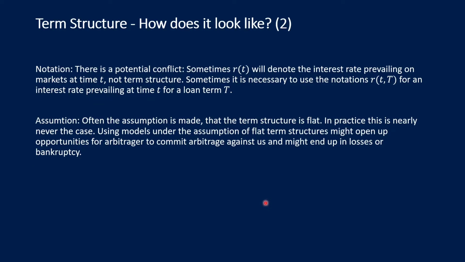Of course, there's something in our notation we have to keep in mind, because it can be the case that we have something like future rates. For example, if we want to borrow money in 1 year for another 3 years. And we need some notation for that. So we can use the notation r_t(T) for an interest rate prevailing at time t, maybe in the future or maybe in the past, for a loan term T. So that's the loan term then.